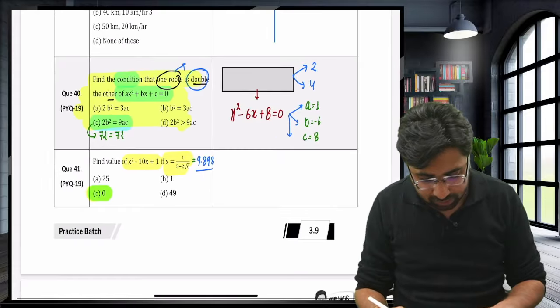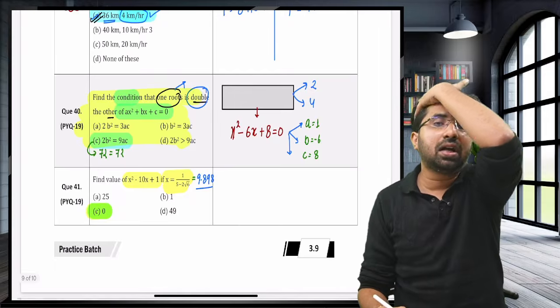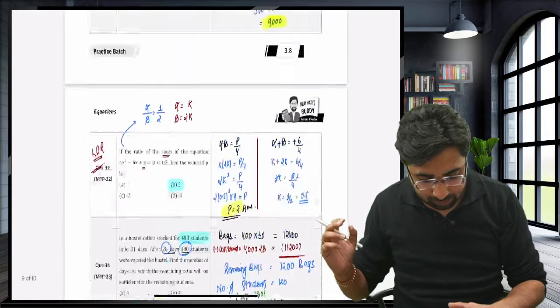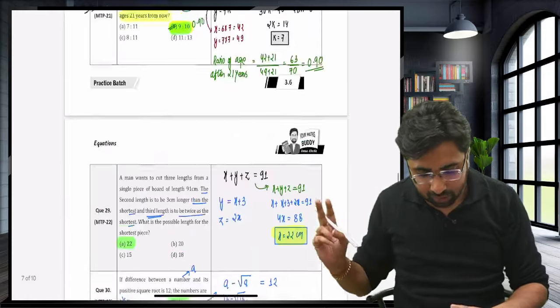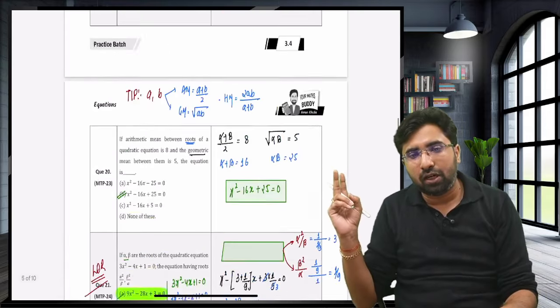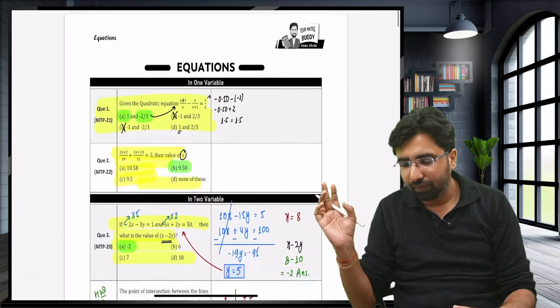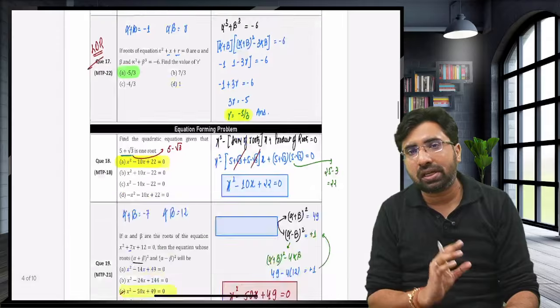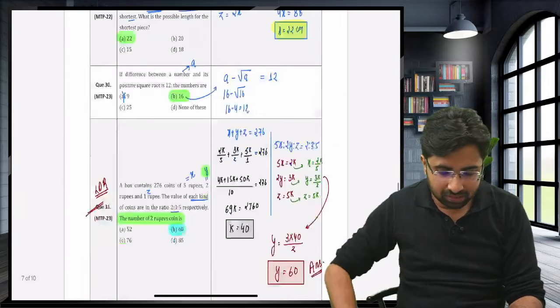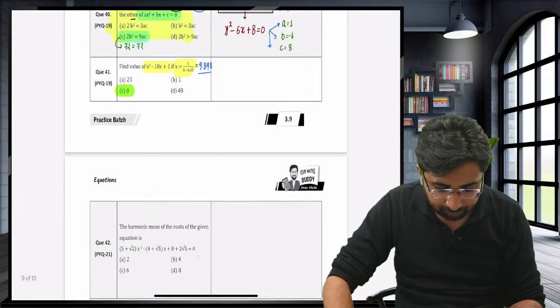Everybody, is this point clear to all of you? Guys, here we are done with the advanced problems also. Here we are done with the nature of the roots. Here we are done with the word problems. Here you all are done with everything. I hope you are getting confidence with the practice batch. Can I move forward? Yes.